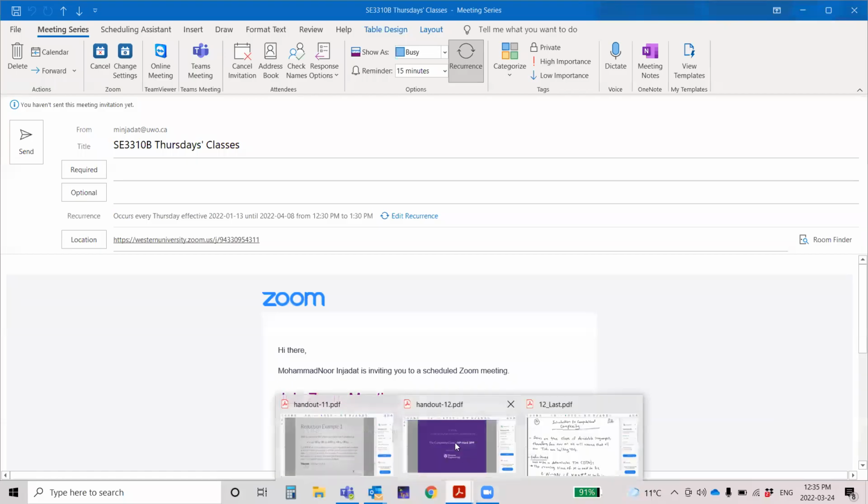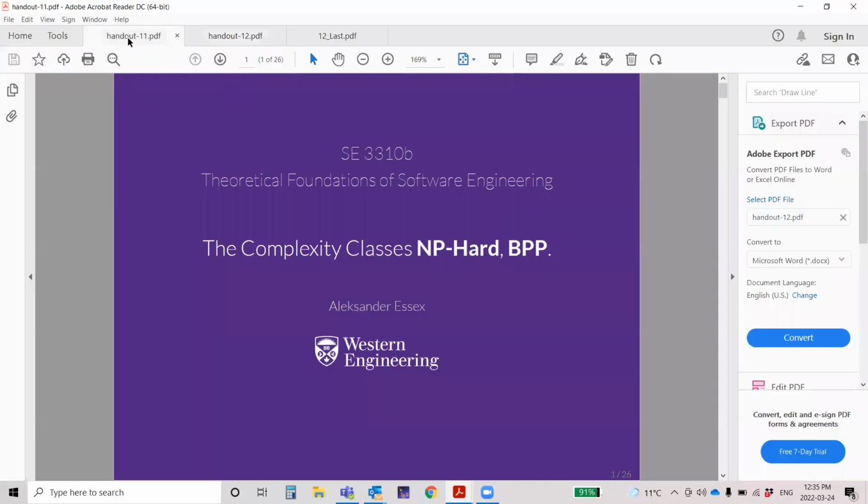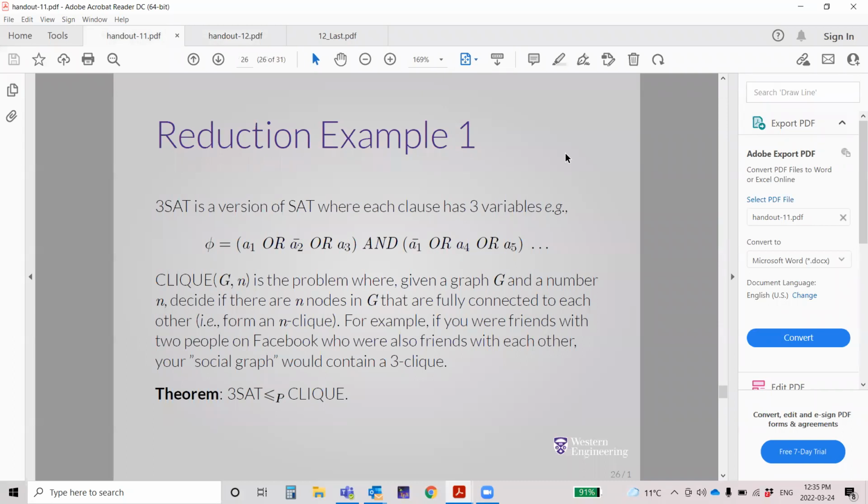So yesterday we stopped on handout 11 at the examples. In handout 11 here, everybody can see my screen? Yes, no? Thank you, Colin and Andrea.